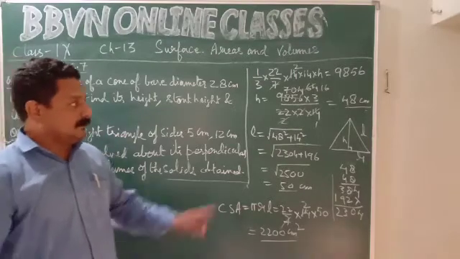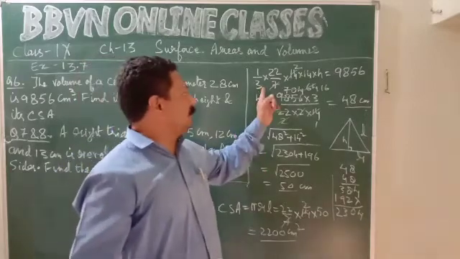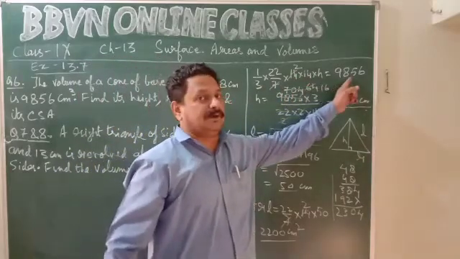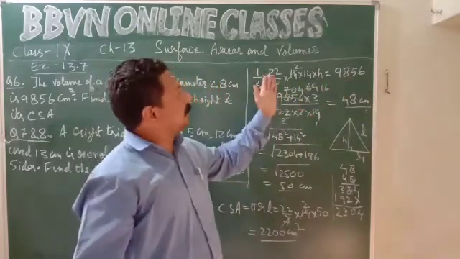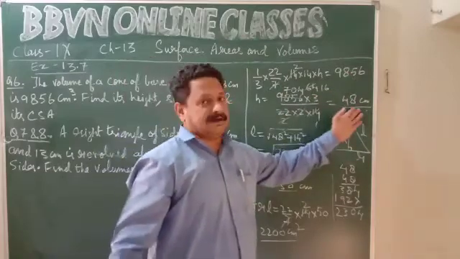Right, children? So I hope you got the solution. The volume was given. Volume of a cone is 1 upon 3 pi r square h. This is equal to the given volume 9856. Now we need h, so all the constants move on the other side. We got the value of h as 48.